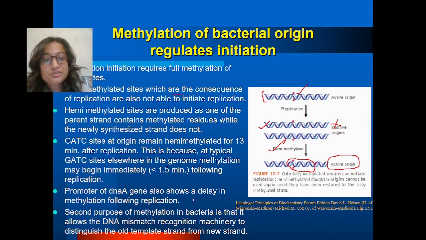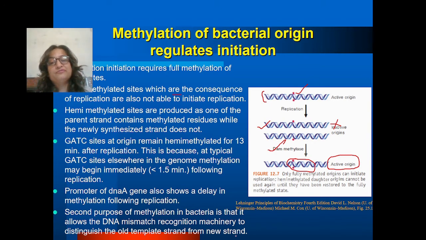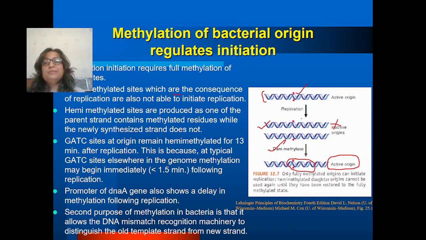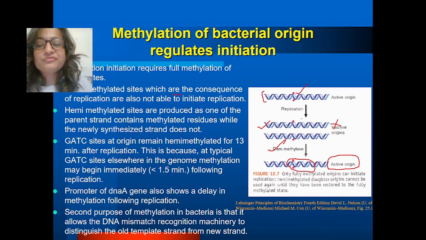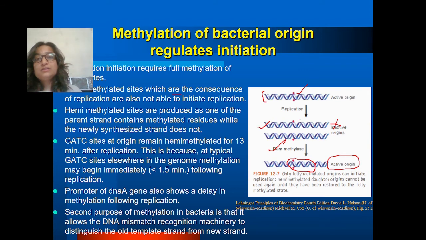Another important function of this methylation in bacteria is that it allows the DNA mismatch recognition machinery to distinguish the old template strand from the new strand. So now we know that during replication, one of the important jobs of polymerase enzymes is to do the proofreading, to recognize if there is a mismatch. Now, how do they recognize which strand is new and which strand is the parent strand?